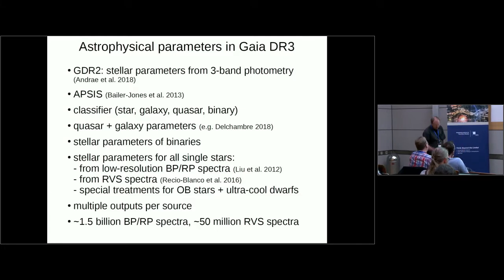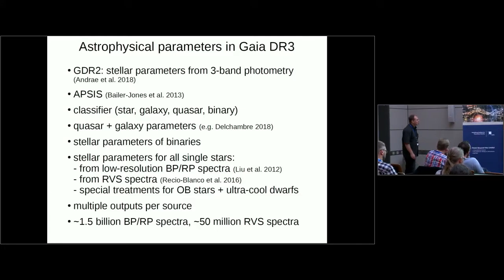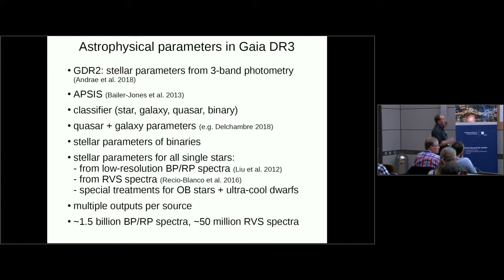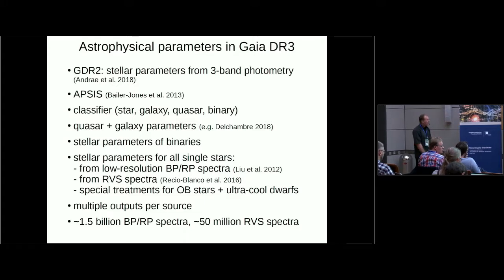And to just give you a rough idea of the numbers we are talking about data volume-wise, it's something like 1.5 billion BPRP spectra we expect. We don't know if all of them will be released, but this is at least what we internally expect to see. And on the order of magnitude of 50 million RVS spectra. All right, so that's the general overview of what we are doing. There are other modules here, which in the interest of time I skip over. Let's now focus on what I am doing, stellar parameters from the BPRP spectra.